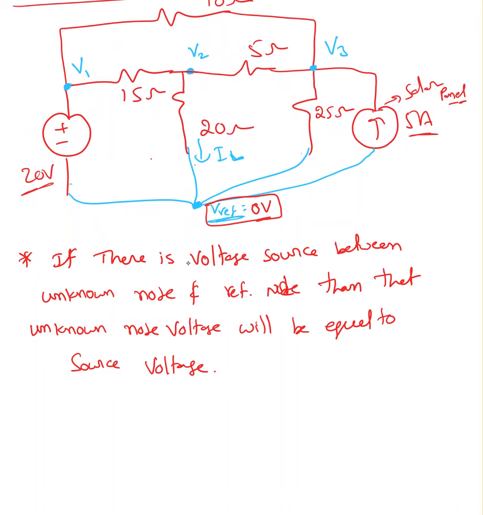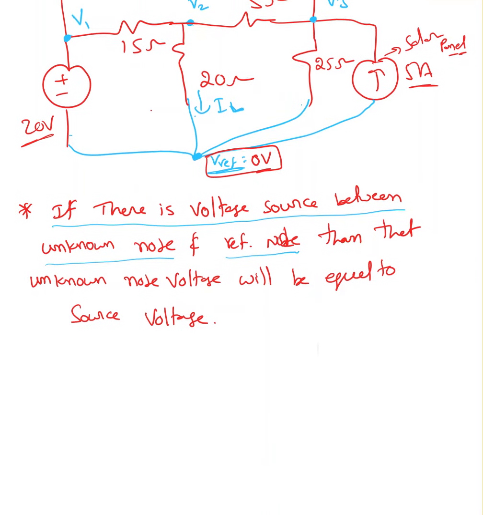So here, step 1 you need to do is find if there is a voltage source between an unknown node and the reference node. If there is a voltage source between an unknown node and the reference node, then that unknown node voltage will be equal to the source voltage. So here between V1 and V reference, I have a source voltage.